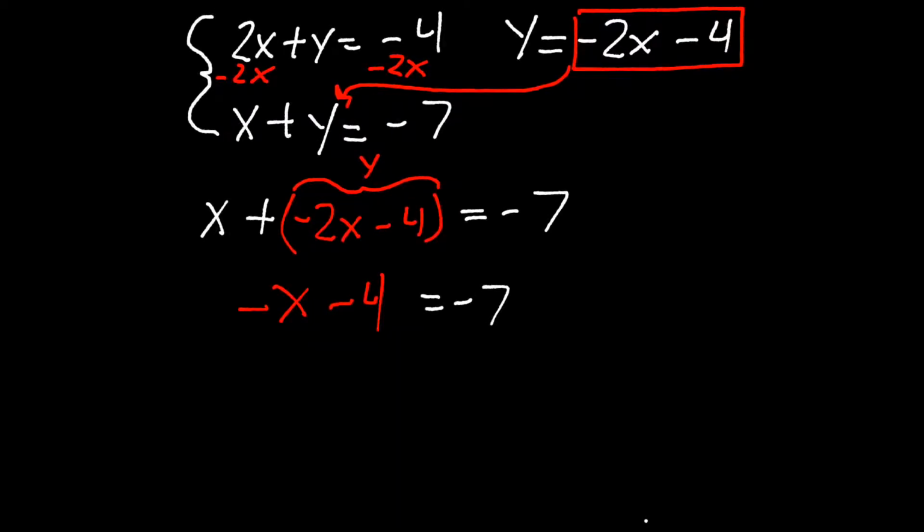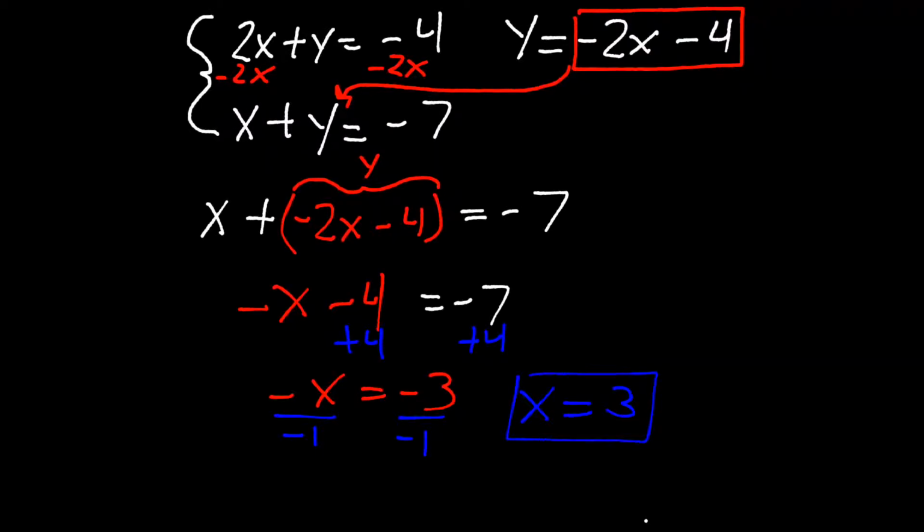To get x alone, I'm going to need to add 4 to both sides, so plus 4. That's going to give me negative x equals negative 3. And then we have to remember, I never want my answer in terms of a negative variable. I always want it in terms of the positive variable. So I'm going to have to divide by negative 1, and it turns out that x equals a positive 3. So in my answer coordinate, my x value is 3.